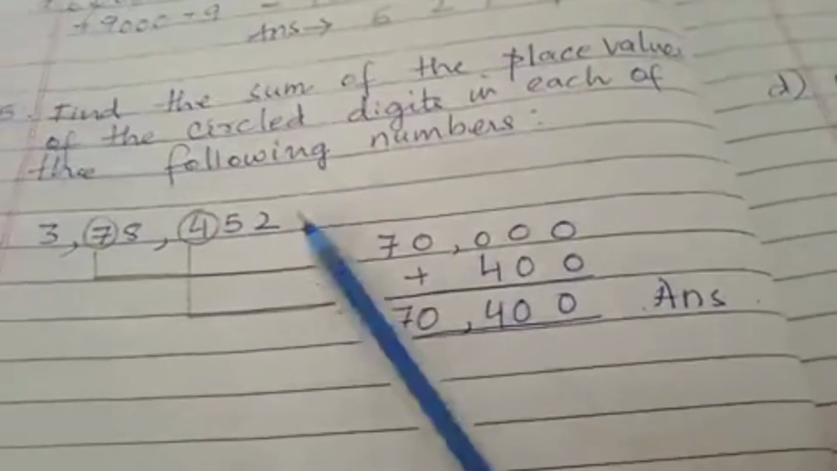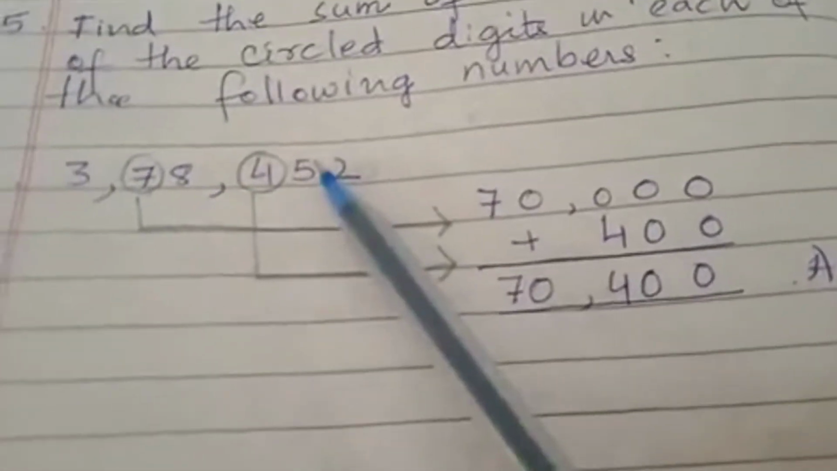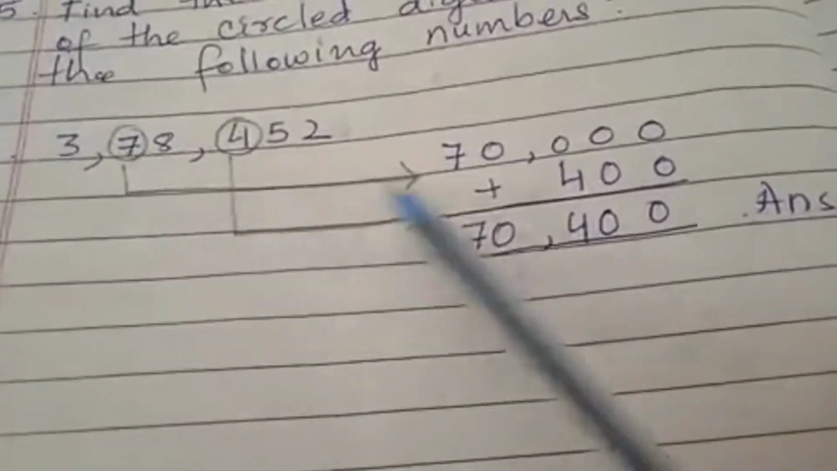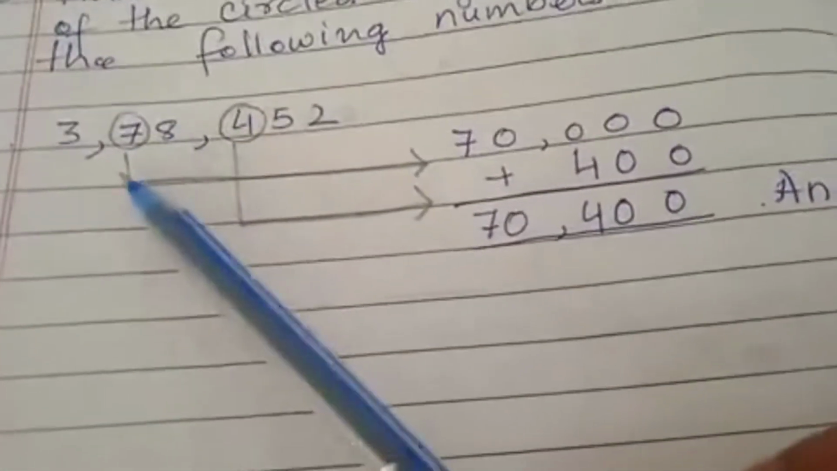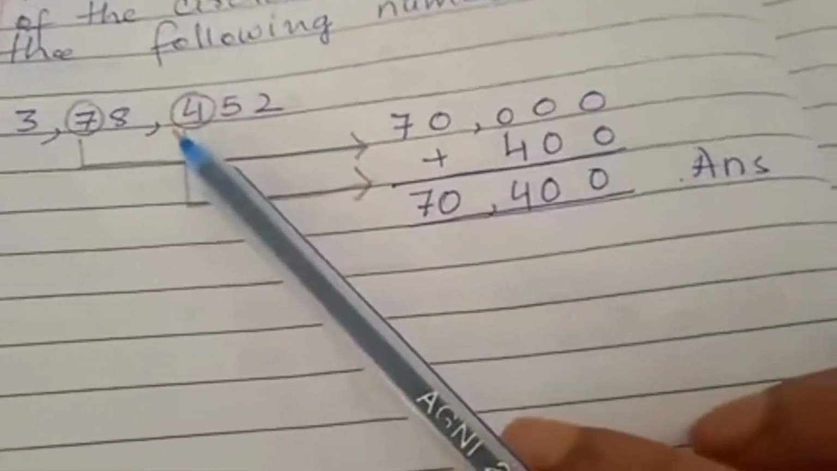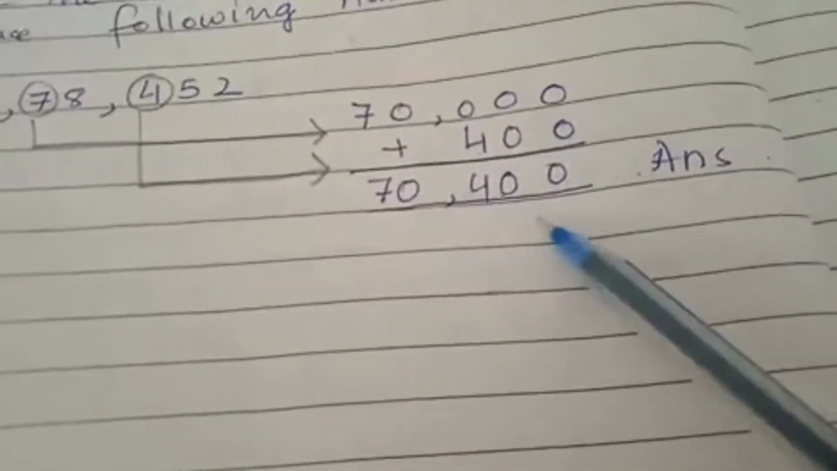Okay. Coming to question number 5. Find the sum of the place values of the circled digits in each of the following numbers. So first you have to find the place values of the circled digits, and then add them. Let me take the first one. 7 is occupying the 10,000 place, it is 70,000. 4 is in the hundreds place, so it is 400. Now when you add it, we get 70,400.